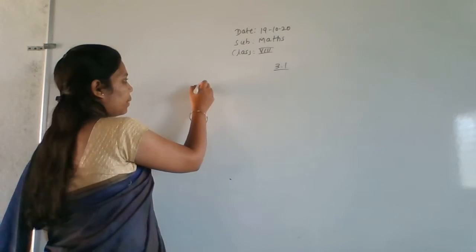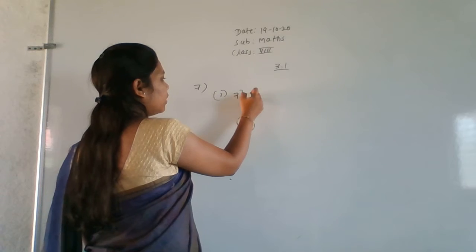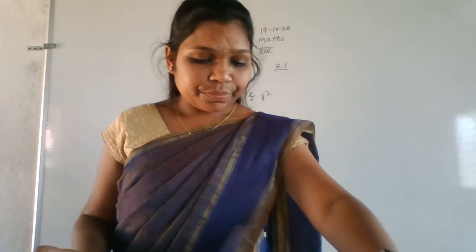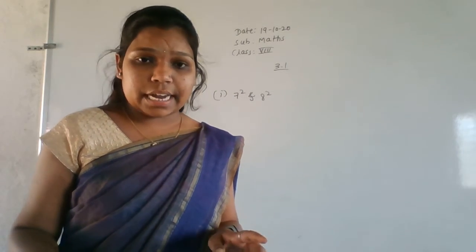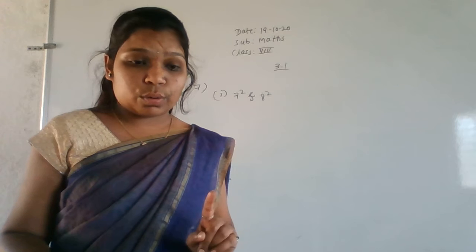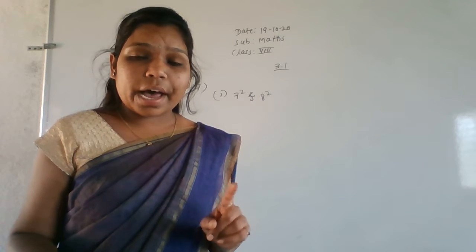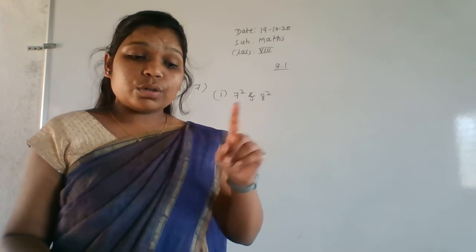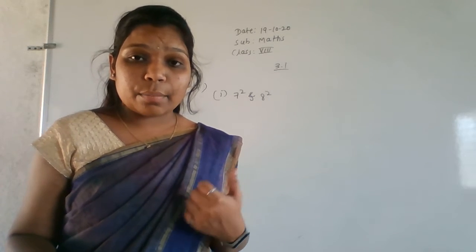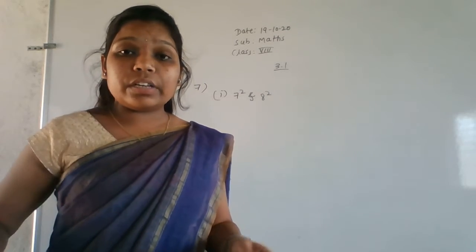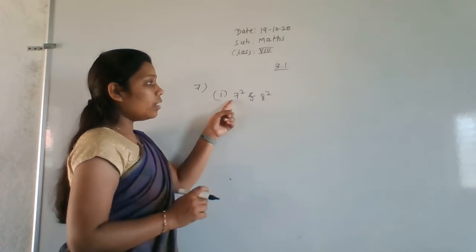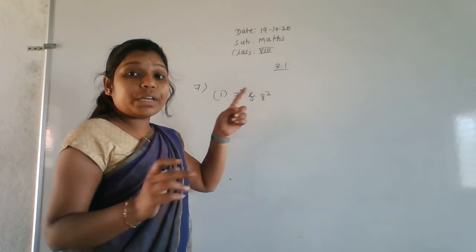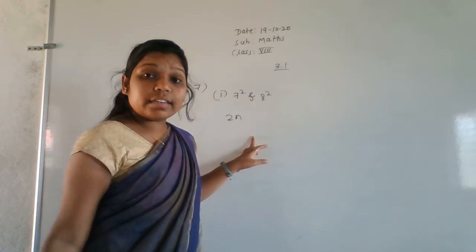They have given us some pairs. The first one is 7 square and 8 square. Here is one rule, on page number 38, the fourth rule. Between the square of n and the square of n plus 1, there are 2n non-square numbers.